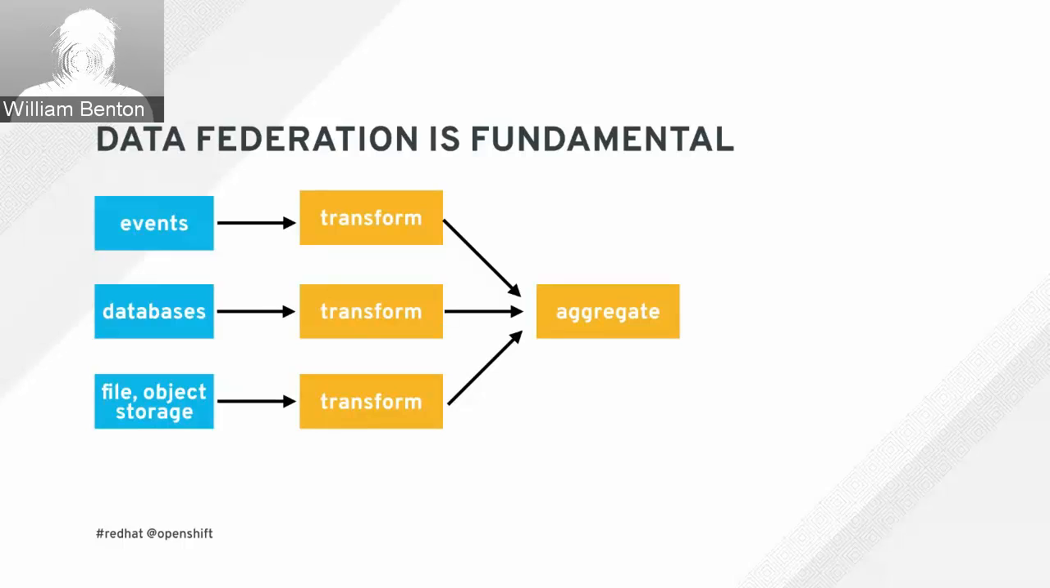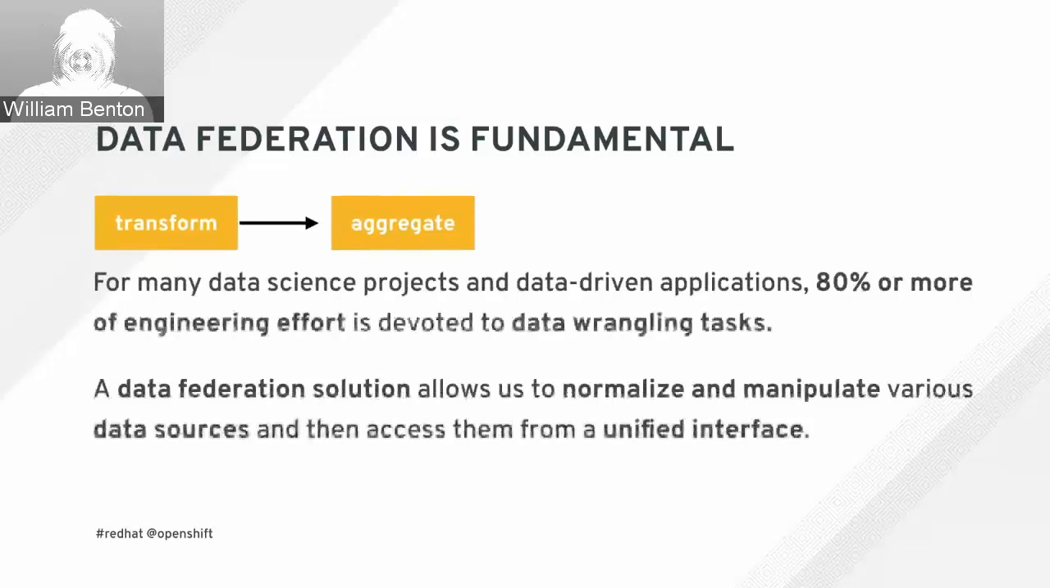For many data science projects and data-driven apps, data wrangling, that is the cleaning, transformation, normalization, and so on, winds up being the vast majority of engineering effort. A data science team might spend 80 to 95% of their time on data wrangling tasks, compared to a much smaller amount of time developing model training code.